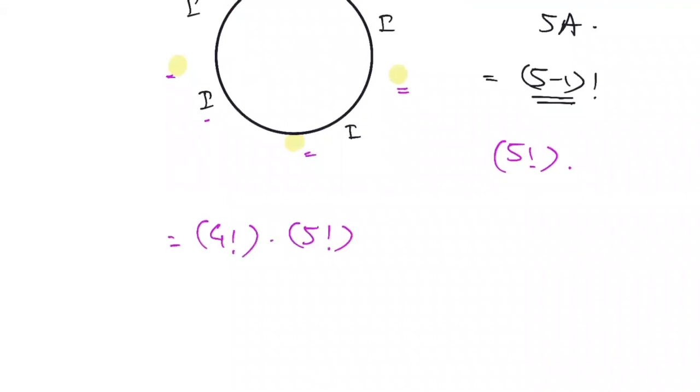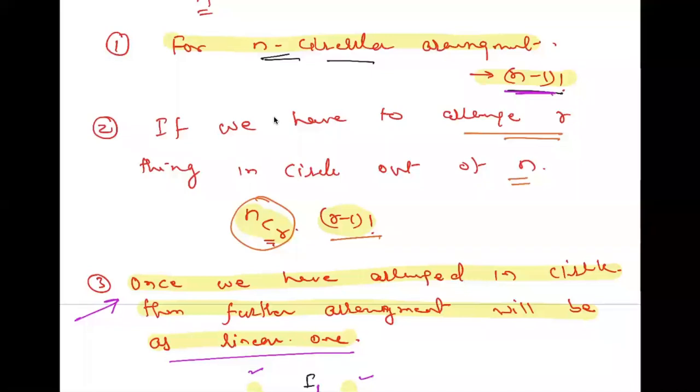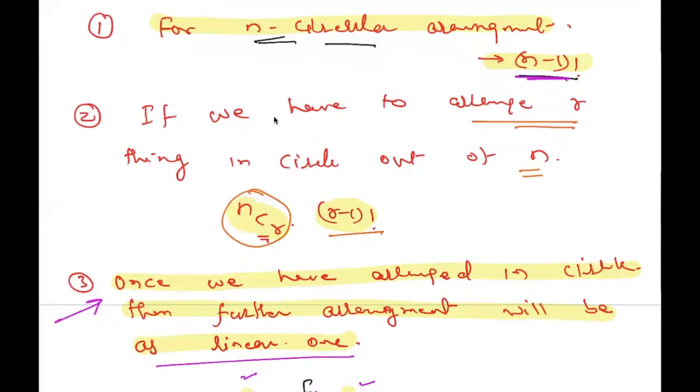Right? So this is one of the examples when we have to do both things, linear as well as circular arrangement. The third is the most important thing: once we have arranged in a circle, then further it will be as linear one.